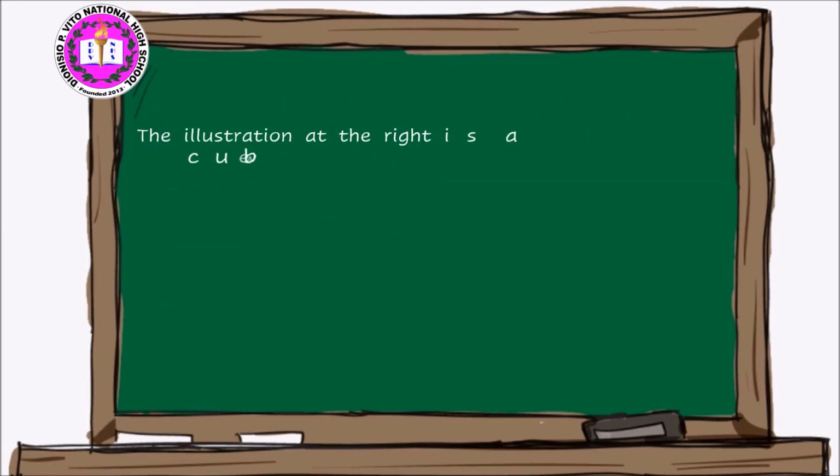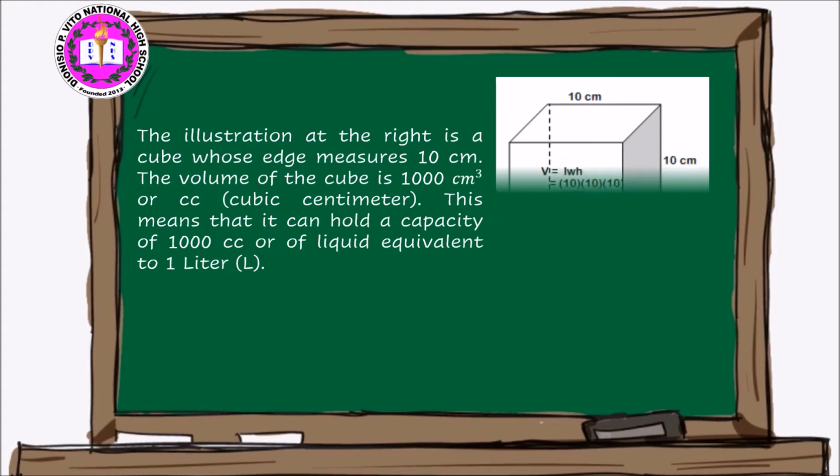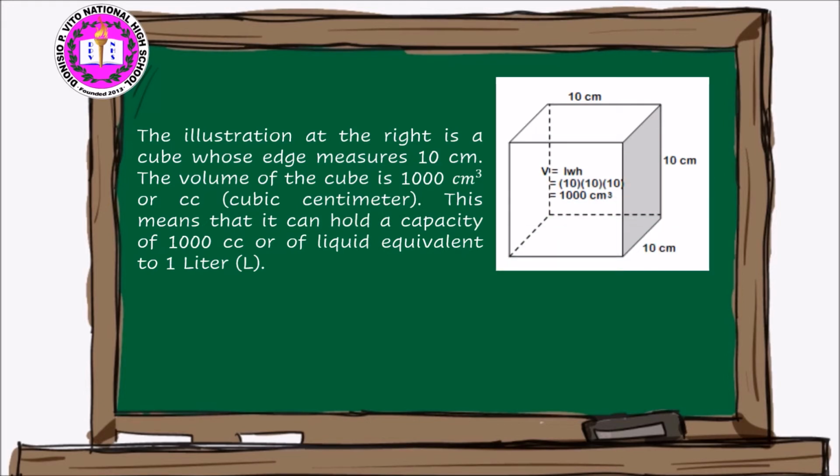The illustration at the right is a cube whose edge measures 10 centimeters. The volume of the cube is 1,000 cubic centimeters, or cc. This means that it can hold a capacity of 1,000 cubic centimeters of liquid, equivalent to 1 liter.